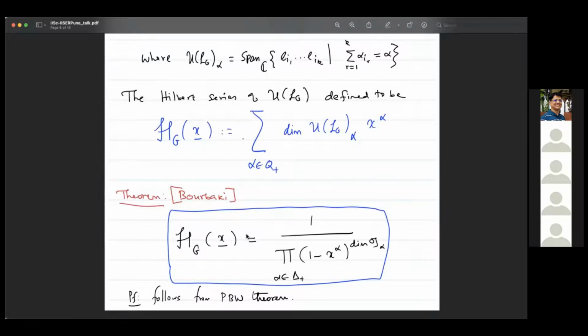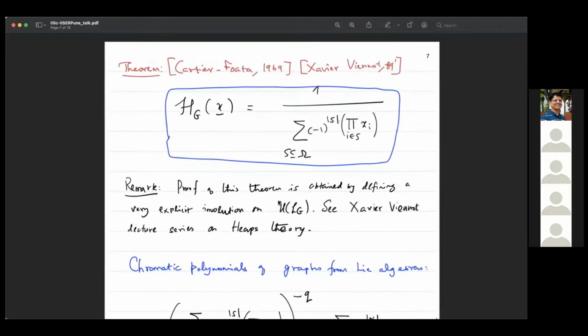So what is it? It is given by this identity. The Hilbert series of this universal enveloping algebra is nothing but 1 divided by the product. You can actually see where the product is coming from. Now if you can compute this Hilbert series in some other way, then you get the sum equal to product equality. In some sense that is a combinatorial proof of the denominator identity. That was actually done by Cartier and Foata in their 1969 paper. And Xavier Viennot also used heap theory language to prove the same result.